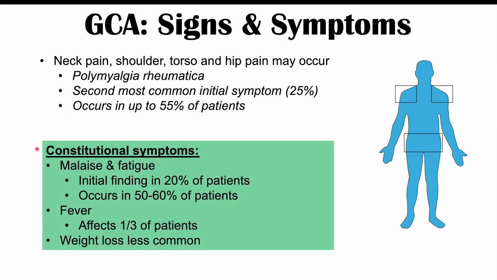Now, we can also see constitutional symptoms occurring in GCA. These can include malaise and fatigue. Malaise and fatigue can be an initial finding in 20% of patients, and this can be a relatively common finding that can occur in 50 to 60% of patients. Fever can also occur in GCA patients, often affecting an estimated one third of patients, and weight loss can occur, but it's less common.